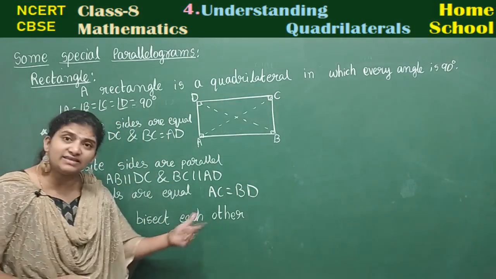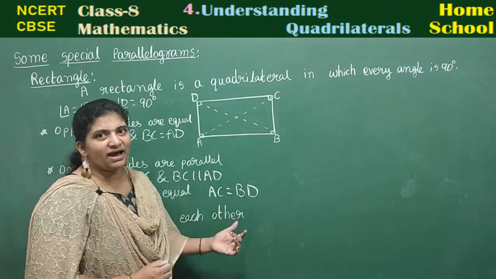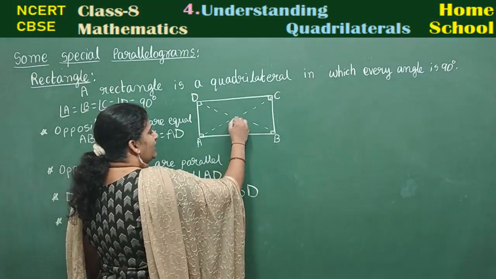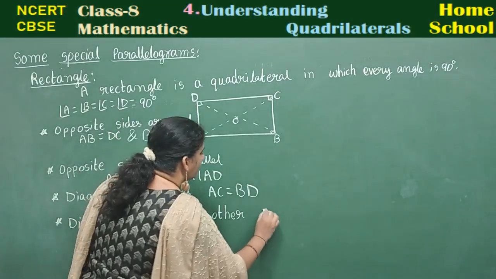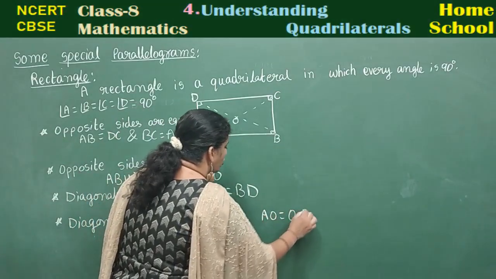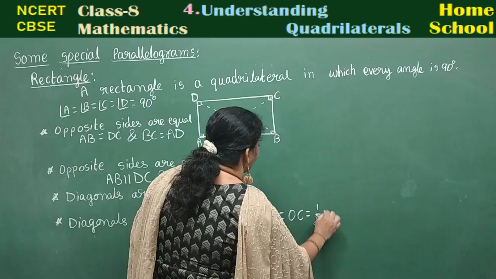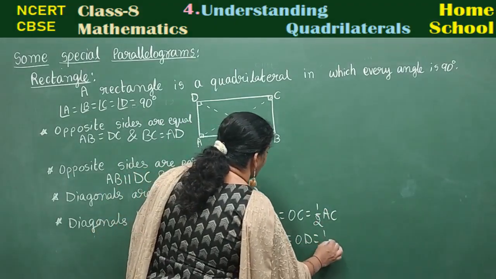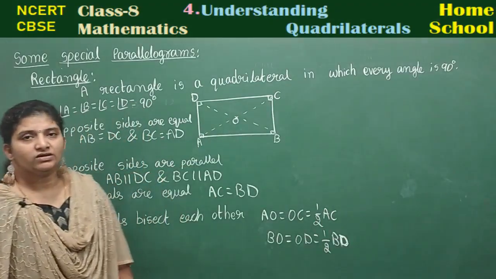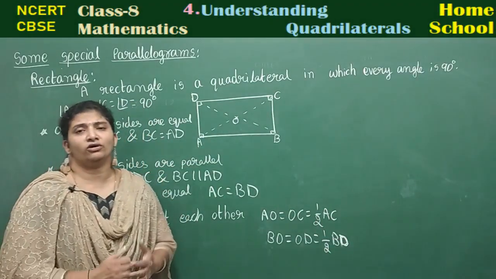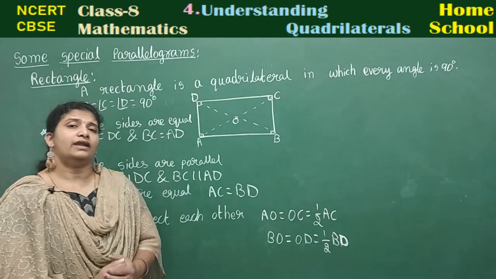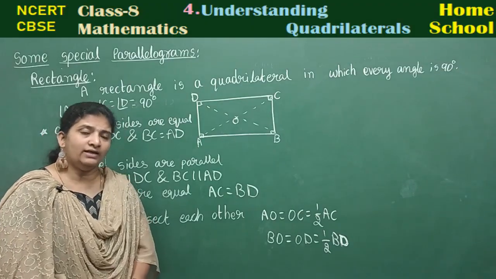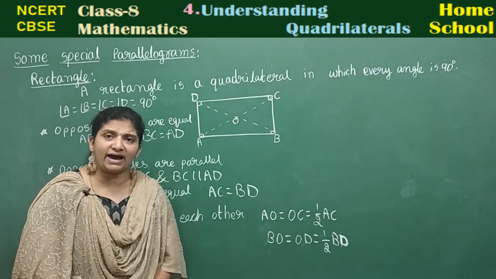Diagonals bisect each other. When they bisect each other, they intersect at a point O. AO is equal to OC, that is half of AC, and BO is equal to OD, that is half of BD. So once again, let us recollect the properties of a rectangle. A rectangle is also a quadrilateral. It comes under the special types of parallelograms.